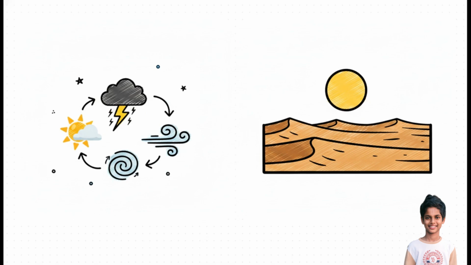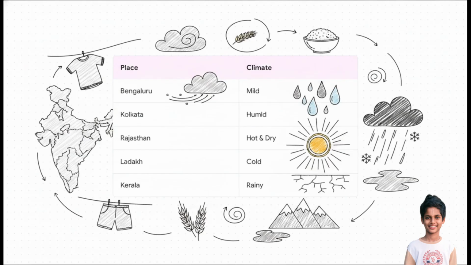So lock this visual into your memory. Weather tells us what's happening today, but climate tells us what it's usually like in the place where we live. And this brilliantly shows exactly what I mean. Just look at our beautiful country, India. In June, we know it's going to be mild in Bengaluru, super humid in Kolkata, hot and completely dry in Rajasthan, bitterly cold up in Ladakh, and pouring rain down in Kerala. That characteristic pattern, that is their climate.